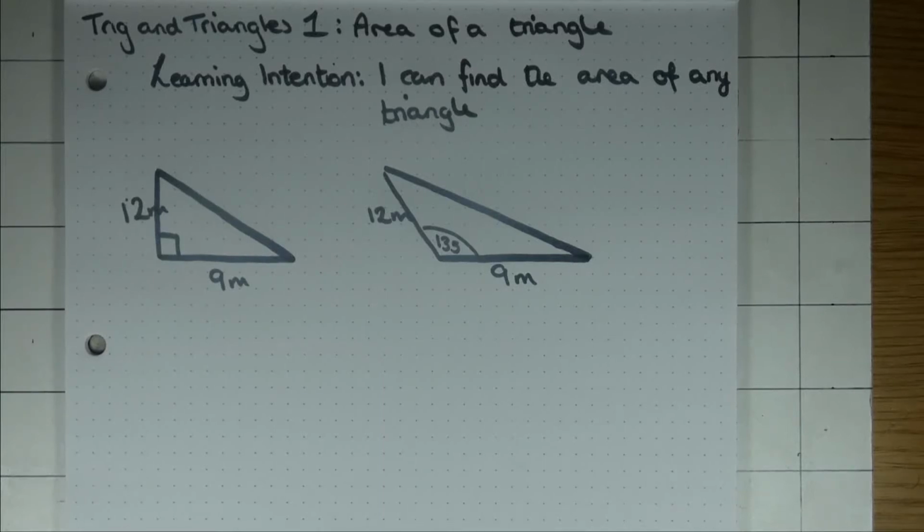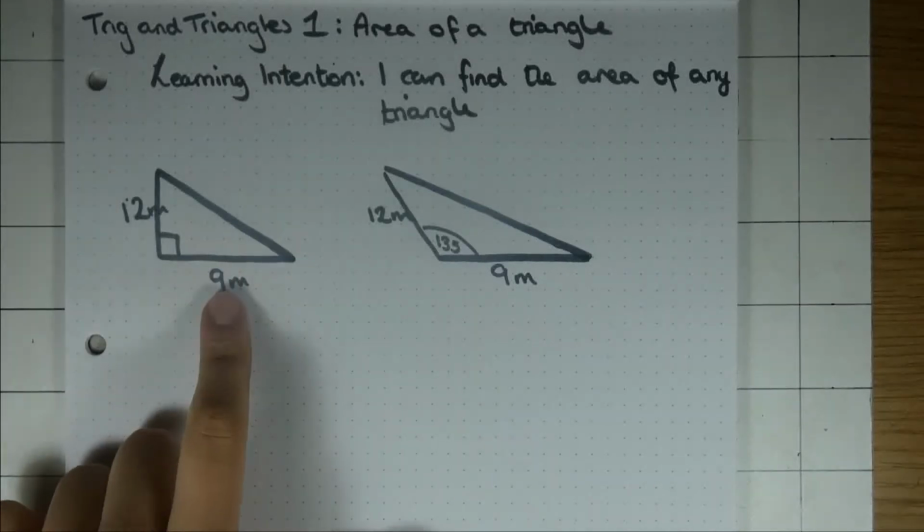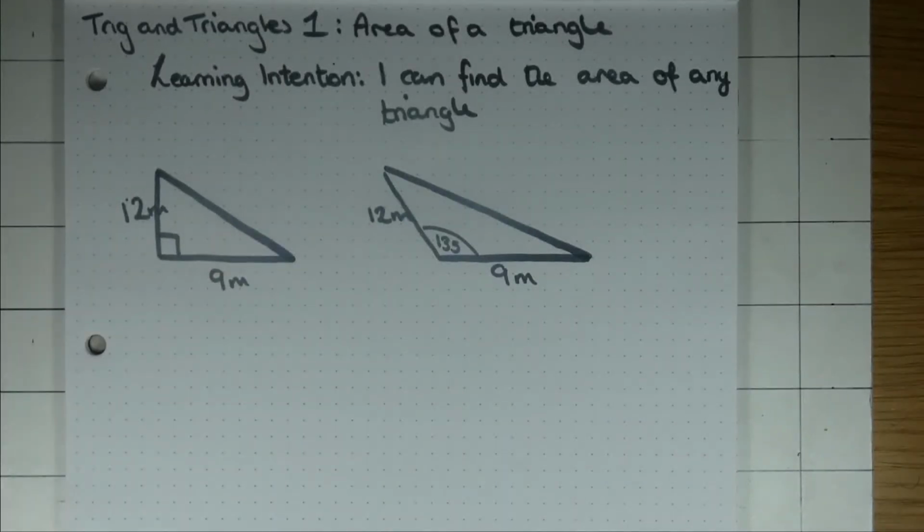So this is the first official part of new knowledge in our trig and triangles unit. First thing we look at is area of a triangle. And we're quite familiar with how to find the area of a triangle if the triangle looks like this.